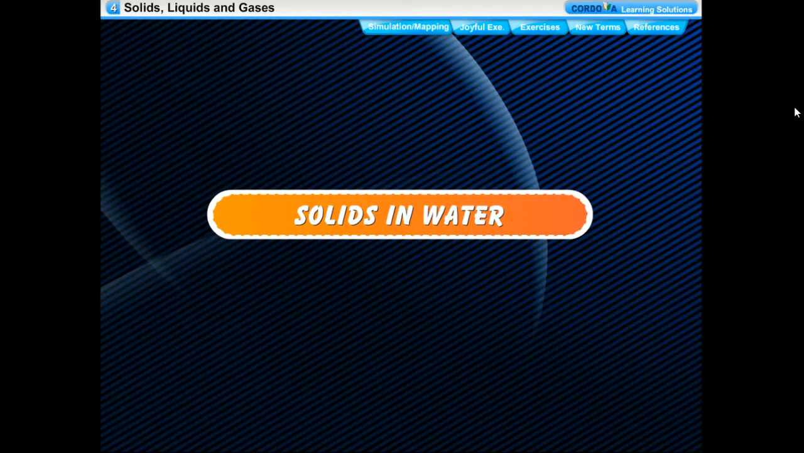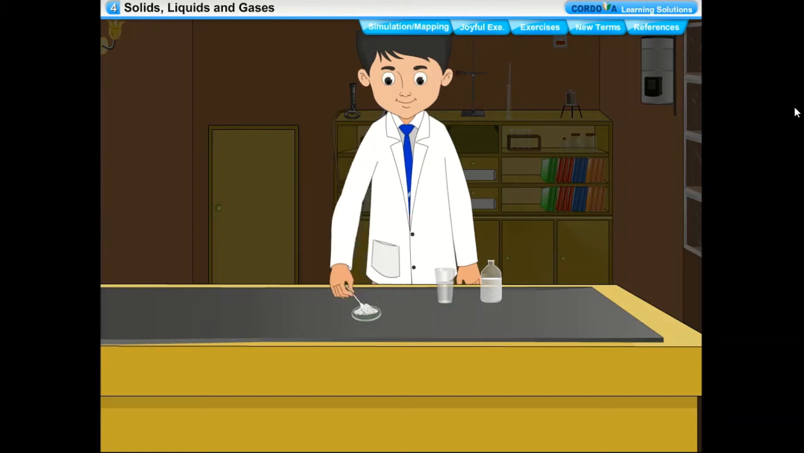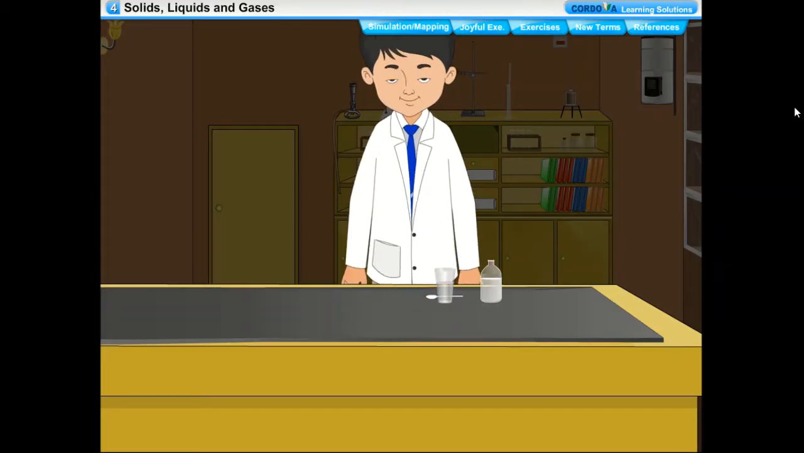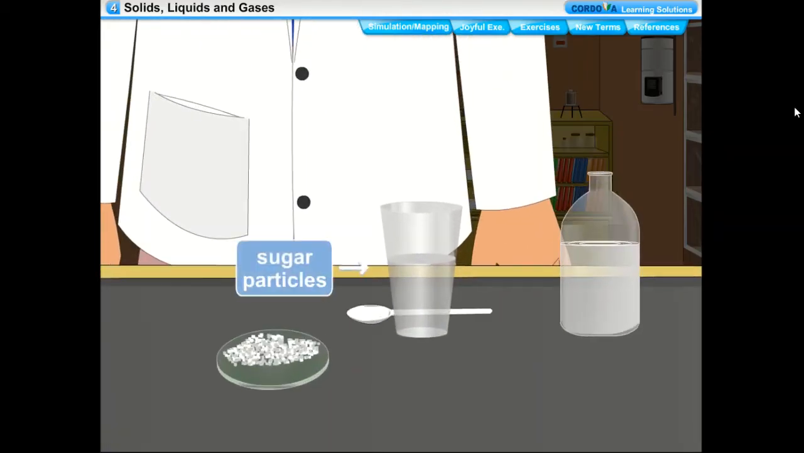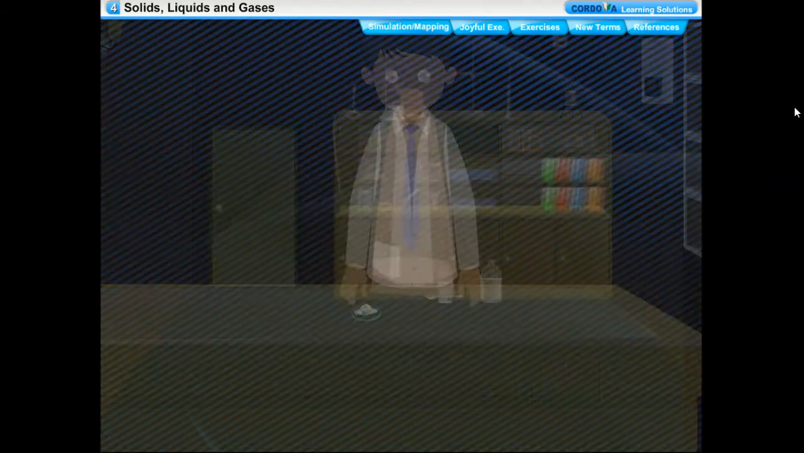Solids in water. Take a glass of water, add a few crystals of sugar in it and stir. You find that the particles of sugar disappear. Where have the sugar particles gone? The molecules of sugar take the space between the molecules of water. So, we can say that sugar gets dissolved in water.